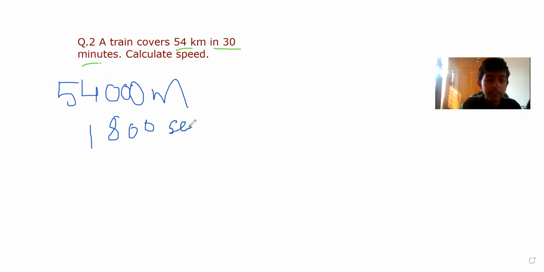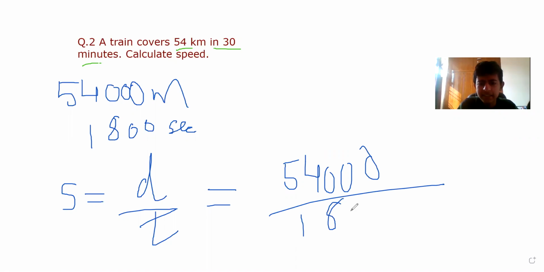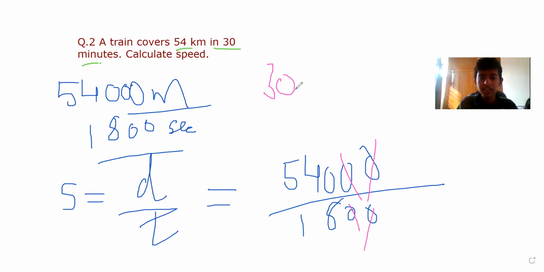Okay, 1800 seconds. Now we know speed is equal to distance upon time. So this will be equal to 54,000 upon 1800, because we know speed is distance upon time and we have converted into meters and seconds. You can see the units. So if we cancel 0 with 0, 0 with 0, we get 540 upon 18. So 18 threes are 54 and 1 zero. So it becomes 30 meter per second.